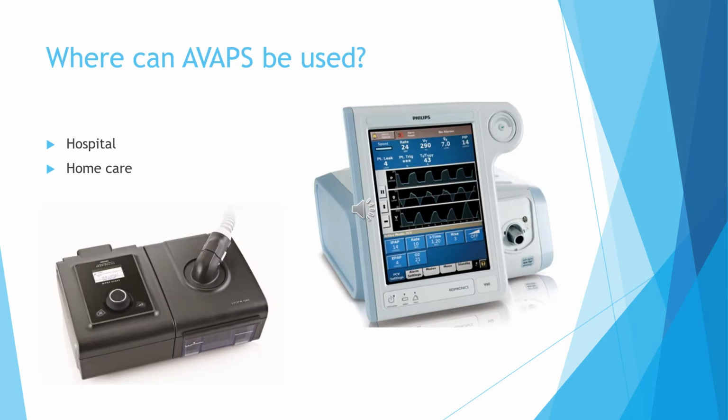AVAPS can be used in the hospital setting or in home care. On the left, you see a home BiPAP that has AVAPS capabilities. On the right, you see a V60, which is used in the hospital setting. Both of these machines are made by Philips Respironics.